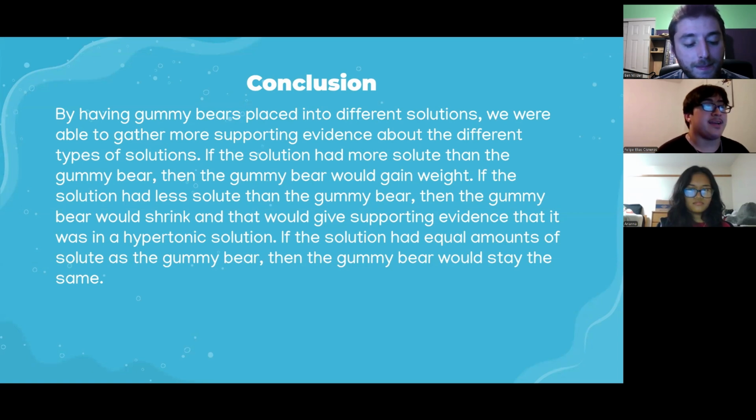So, by having gummy bears placed into different solutions, we were able to gather more supporting evidence about the different types of solutions. If the solution had more solute than the gummy bear, then the gummy bear would gain weight. If the solution had less solute than the gummy bear, then the gummy bear would shrink, and that would give supporting evidence that it was in a hypertonic solution. If the solution had equal amounts of solute as the gummy bear, then the gummy bear would stay the same.